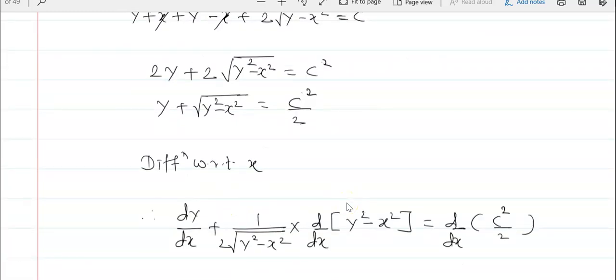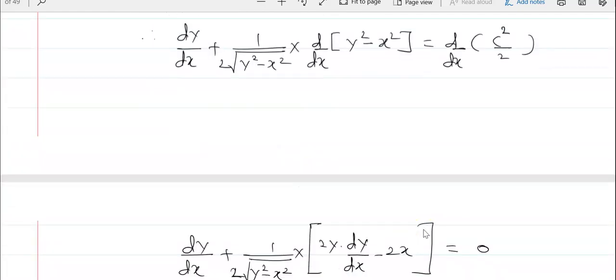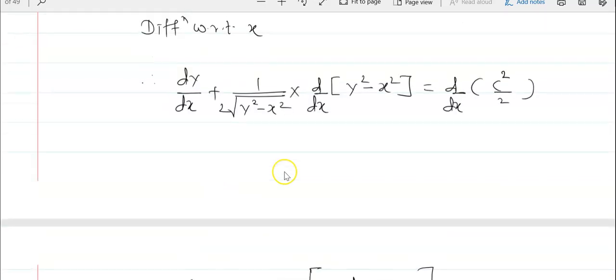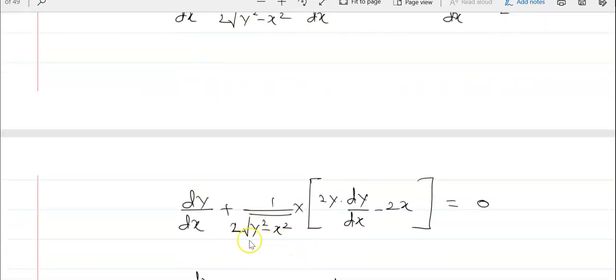Now differentiate this with respect to x. Derivative of y is dy by dx. Root of y square minus x square is 1 upon 2 root of y square minus x square into d by dx of y square minus x square is equals to derivative of c square upon 2, which is 0. And that is why dy by dx is equals to 1 upon 2 root of y square minus x square into d by dx of 2y into dy by dx minus 2x is equals to 0.